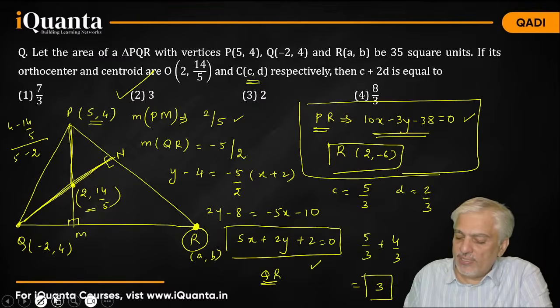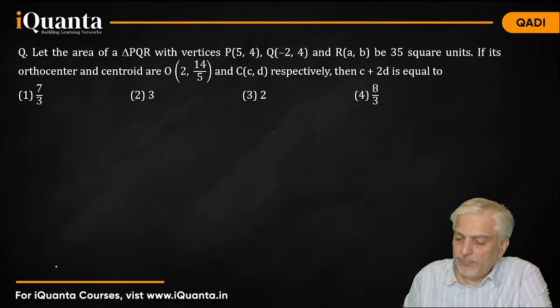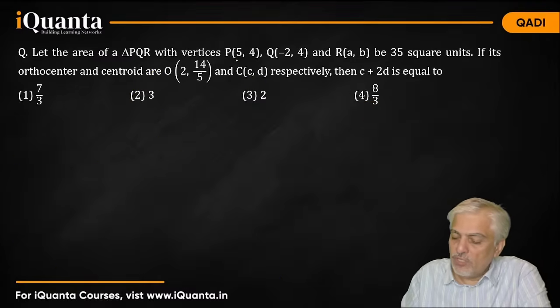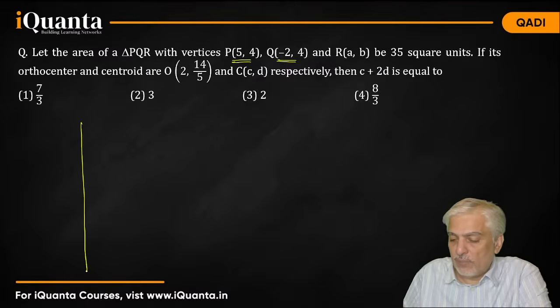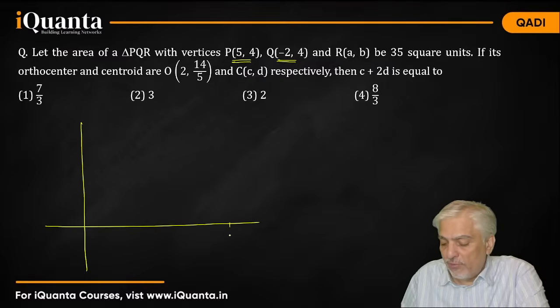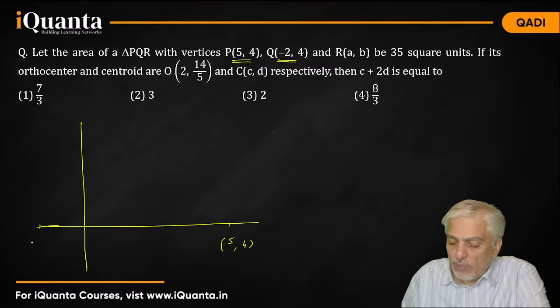Okay, just erasing all this from here. Because of this 5 comma 4 and 4 comma 4, I thought of just putting it on the number line. 2 minus 2 comma 4. Where is 5 comma 4? It's over here. And minus 2 comma 4 is over here.